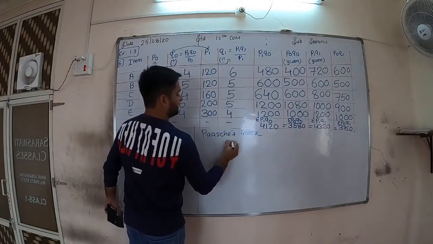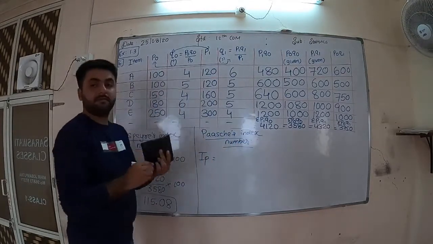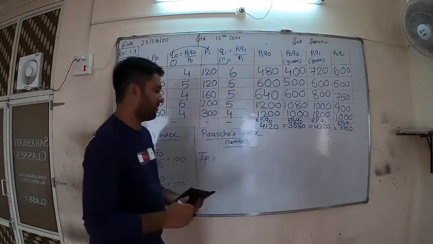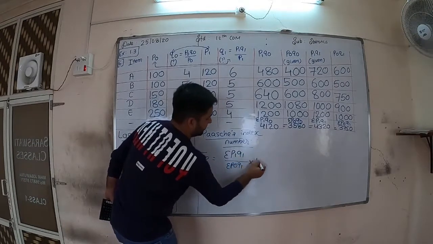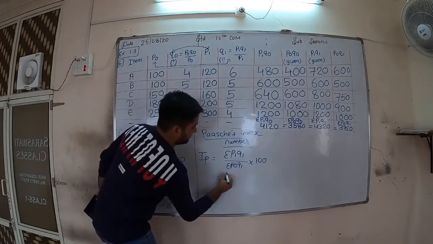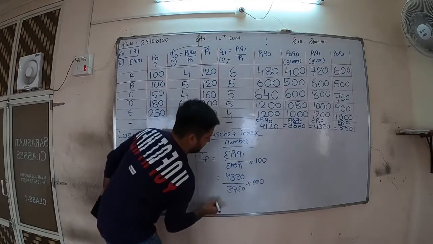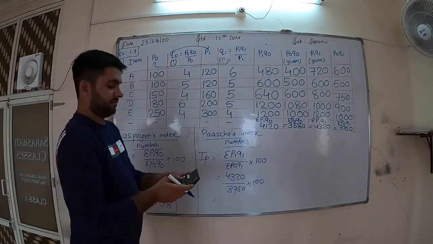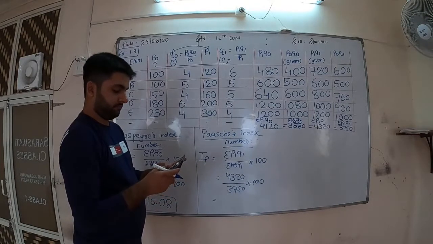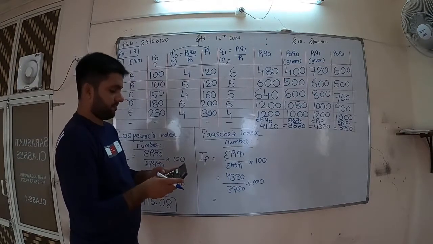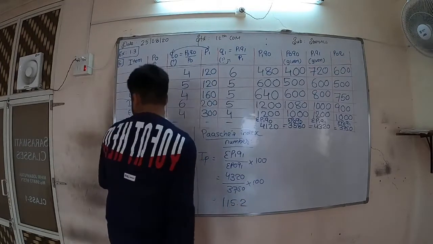Then Paasche's index number, IP, where we will find numerator and denominator. Sigma P1 Q1 divided by sigma P0 Q1 multiply 100. 4320 divided by 3750 multiply 100. How much? 115.2 exactly.